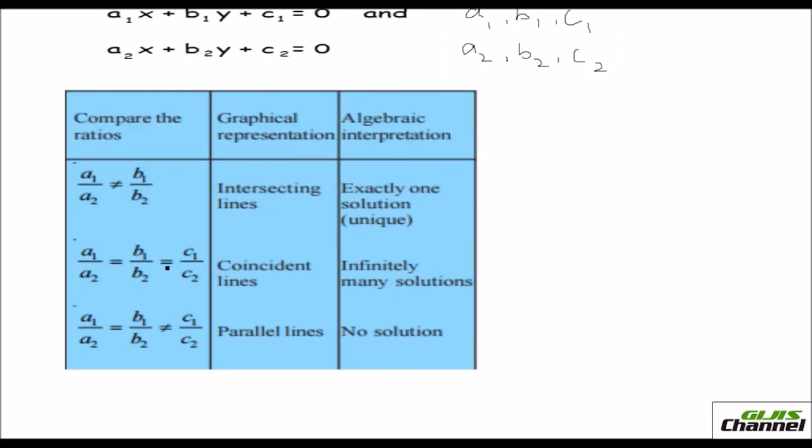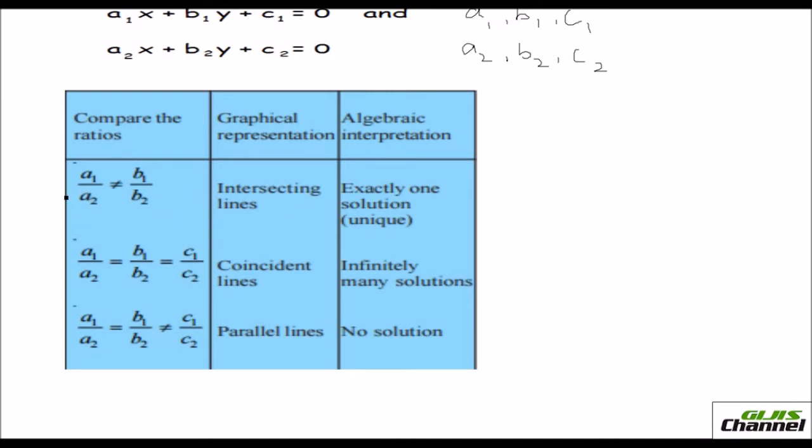First of all, we should know how to find out about the solution of these equations. You can just compare the coefficients of x and y and come to a conclusion whether the lines intersect, coincide, or fall parallel to each other. Graphically, if you plot, you can see whether they intersect, coincide, or are parallel. But if we are using the cross multiplication method, how do we know it?